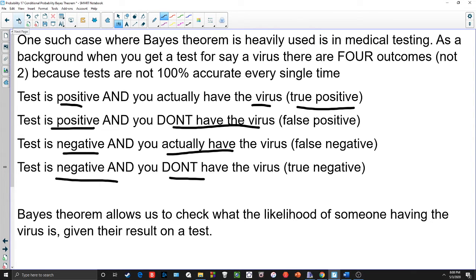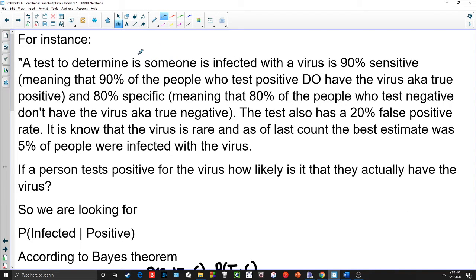So let's go through an example of this. Let's say we have a virus and they develop a test, and the test is what we call 90% sensitive, which means that 90% of the people who test positive do actually have the virus, which means it's a 90% true positive rate. That 90% of the positive results are from people who actually do have the virus, which again, by extension, means that 10% aren't.